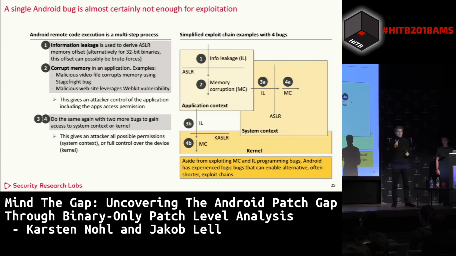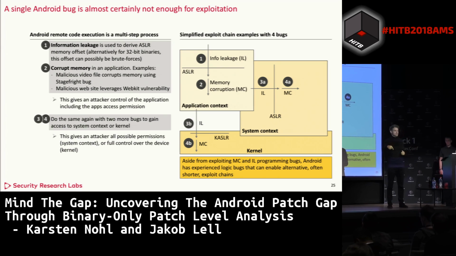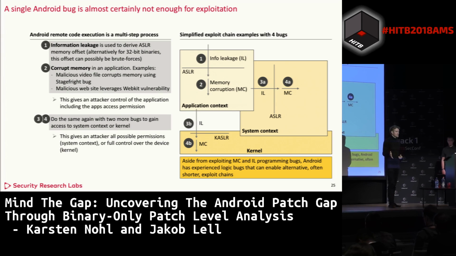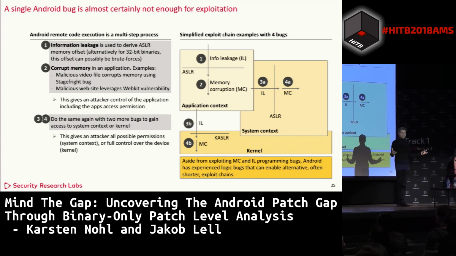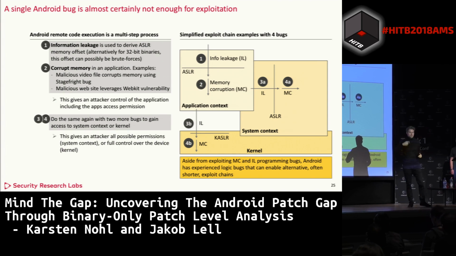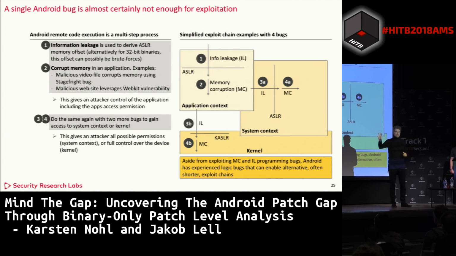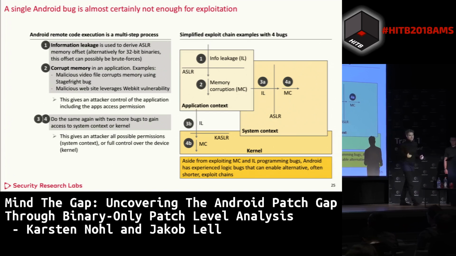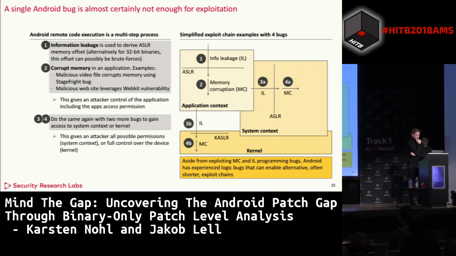And after those two bugs, you are in the application context. So let's say this is a messaging application, so now you can read the messages. But you can't hack the phone yet, right? You want to breach out of that messaging application and take control of the whole phone. And that means you have to go through this whole process yet one more time, again 2 bugs, an information leak and a memory corruption, to breach into either a system context or into the Linux kernel directly. 4 bugs necessary to exploit Android, right? According to the textbook. Mileage may differ.